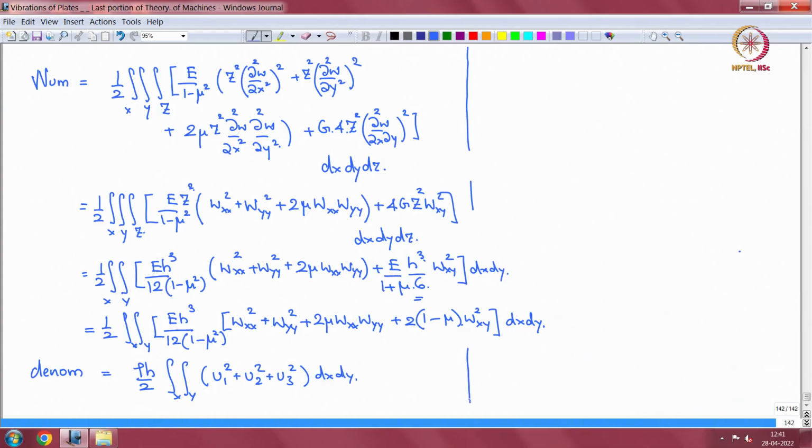Good morning and welcome to this next lecture on vibrations of plates and shells. We have been looking at the Rayleigh Ritz method, and we are now into two-dimensional structures like plates and shells. We were deriving the Vm and the psi m terms for the most general case of a thin plate or shell, and this is where we left off.